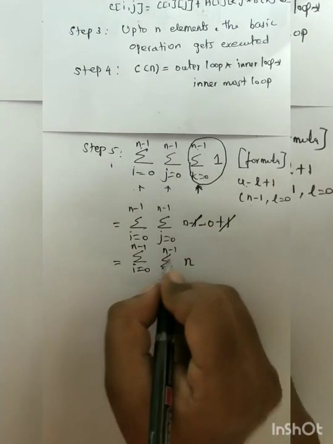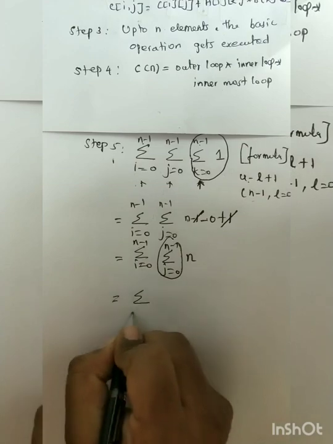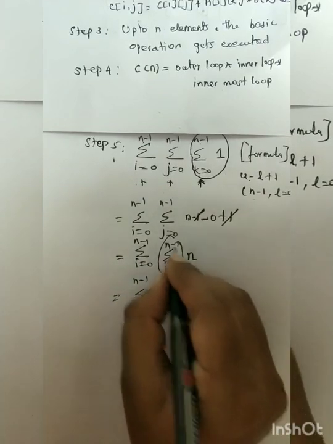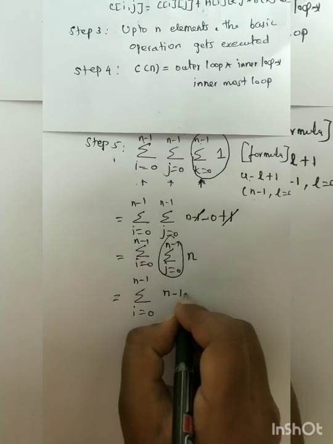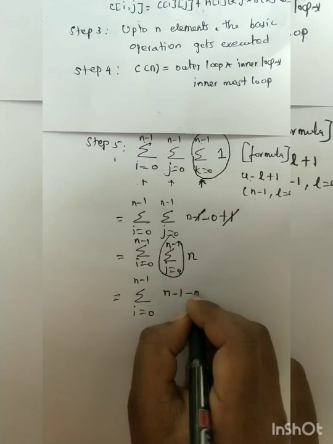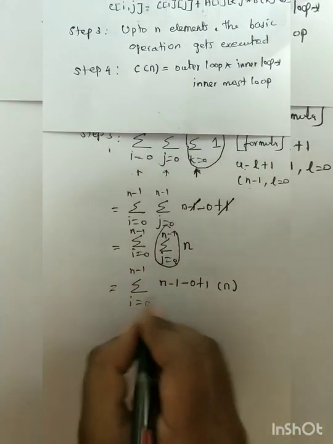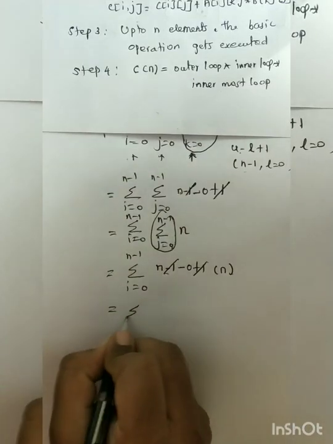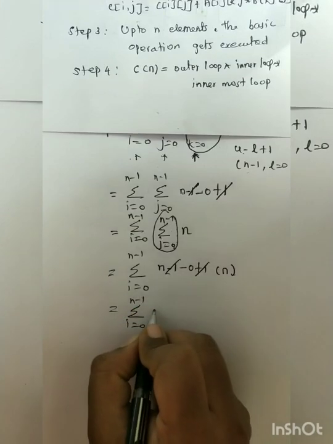Next I want to replace this with the same formula: summation i equals 0 to n minus 1. Here the u value is n minus 1, minus l value 0, plus 1. Already you have n here, keep it like this, then cancel. So n into n is n square: summation i equals 0 to n minus 1 of n square.